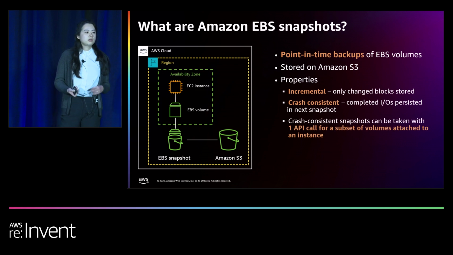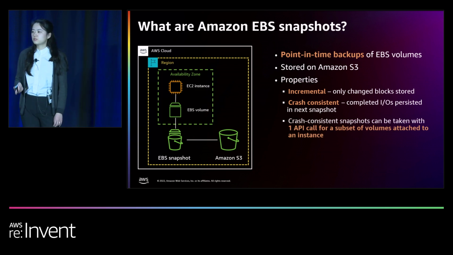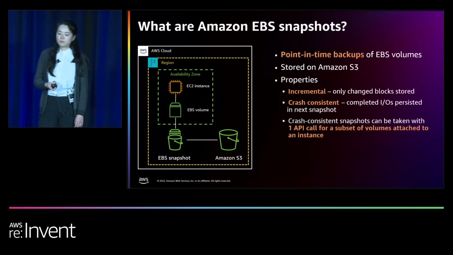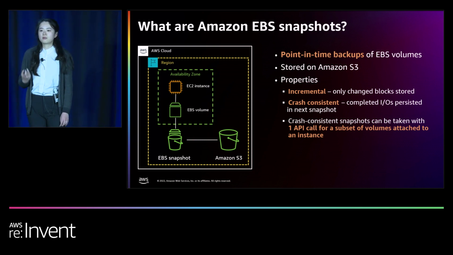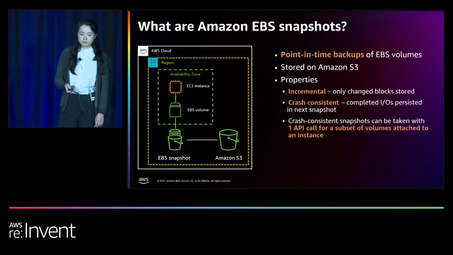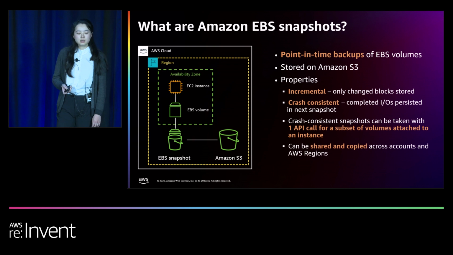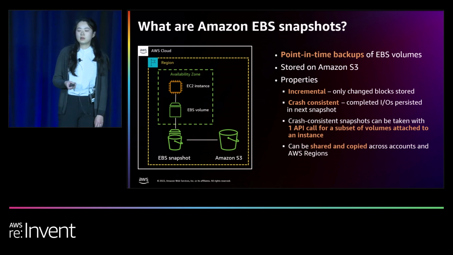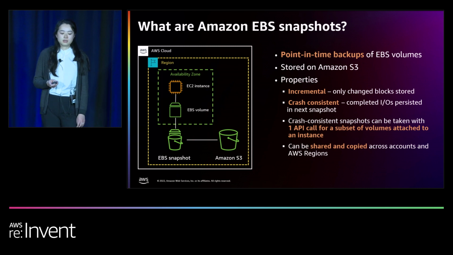Now, let's say you run your workload where you have a single EC2 instance attached with multiple EBS volumes. Using one single API, you can create a crash consistent snapshot for all these attached volumes, or a specific subset. And lastly, for the properties of snapshot, a snapshot can be shared and copied across accounts and across AWS regions.